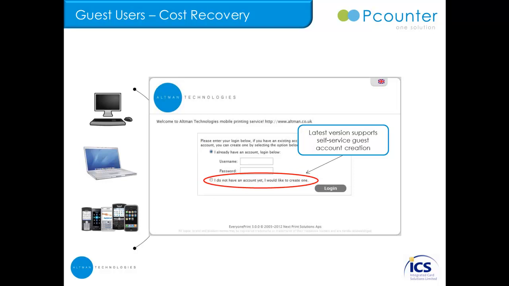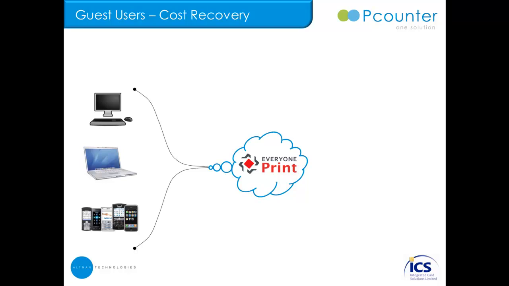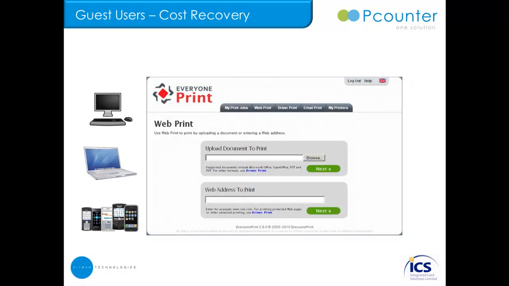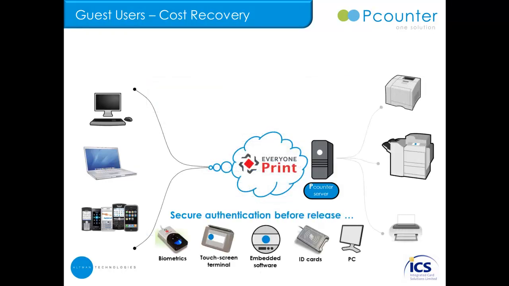The user loads the Everyone Print web page and authenticates themselves using their username and password and can then access print facilities. The cost of any jobs that are printed will then be recovered from the balance held on the user's Pcounter account. The latest version of Everyone Print also has an option to allow users to create their own guest account, as can be seen in the example on screen. This means that temporary guest users can create their own account without any staff intervention required.